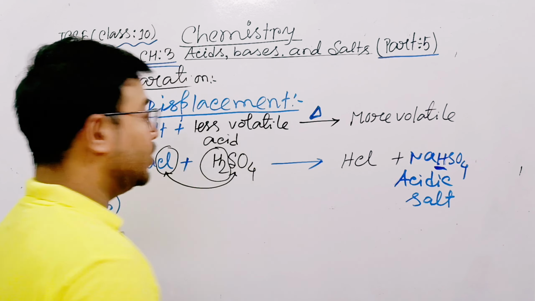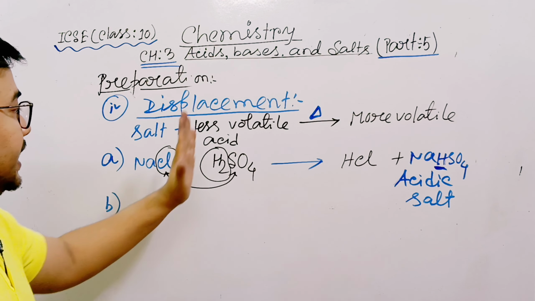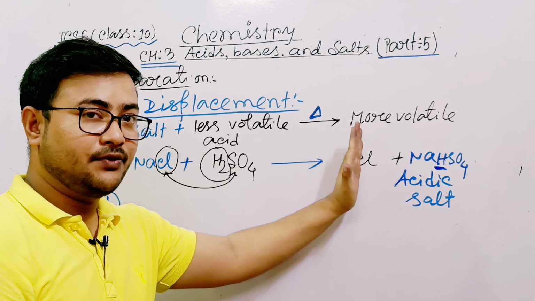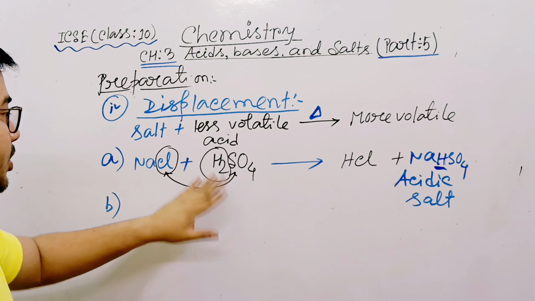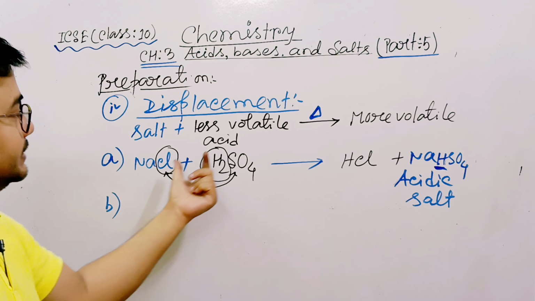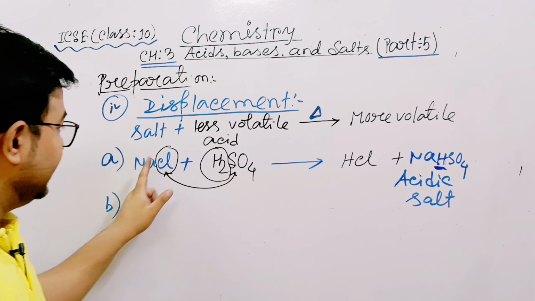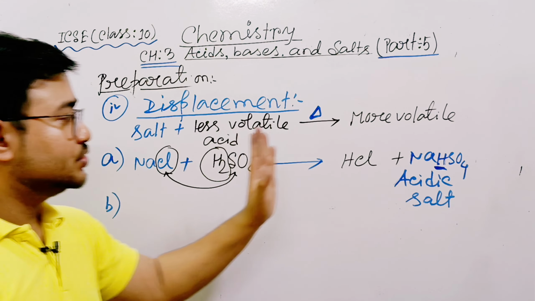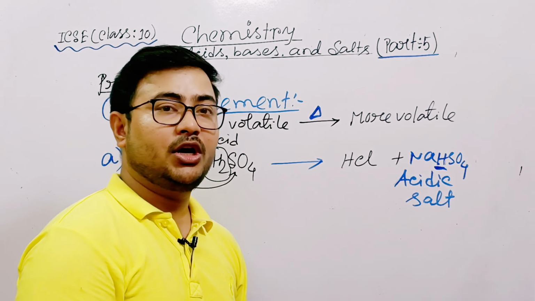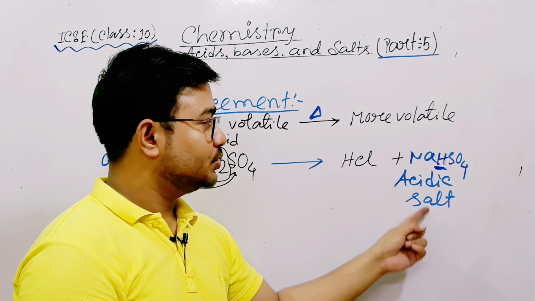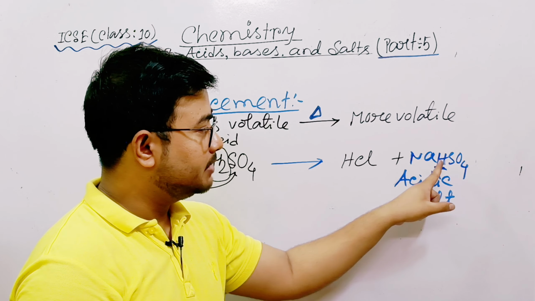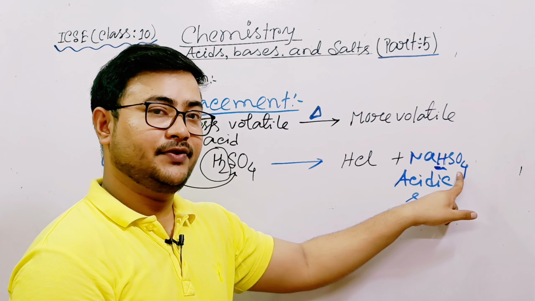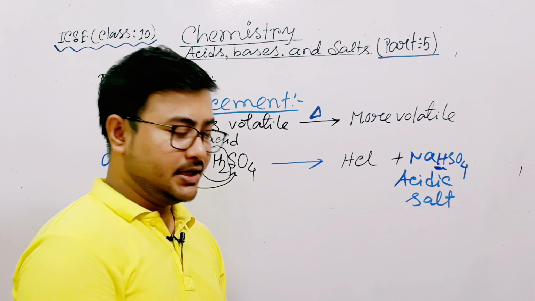So see, already we have an idea, less volatile to more volatile. Forget about which one is more volatile. First try to prepare any acid, HCl. So HCl is more volatile and NaHSO4 is left. So NaHSO4 is called acidic salt. Why? Acid is there and it is also salt. What is the name? Sodium hydrogen sulfate. Done? Okay.